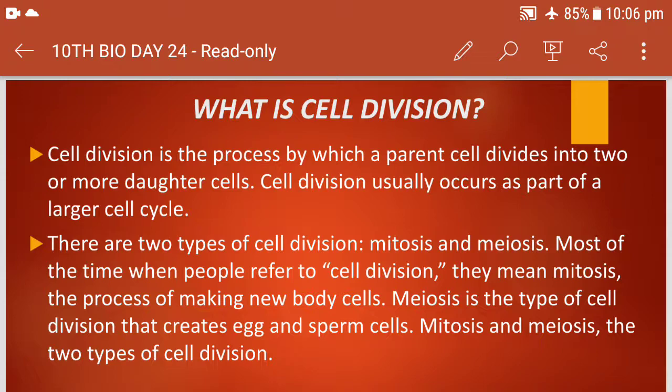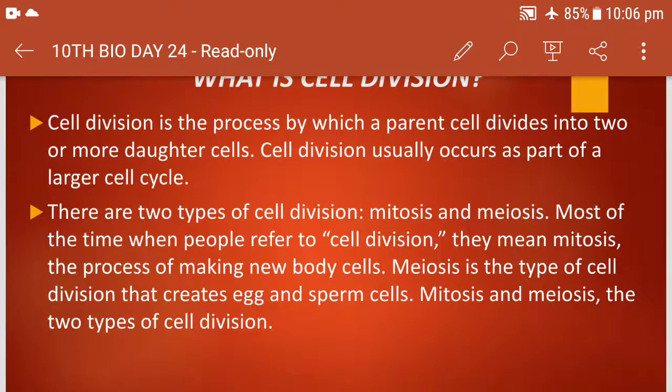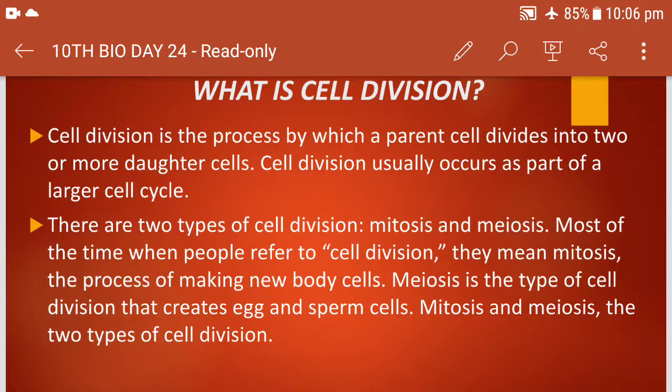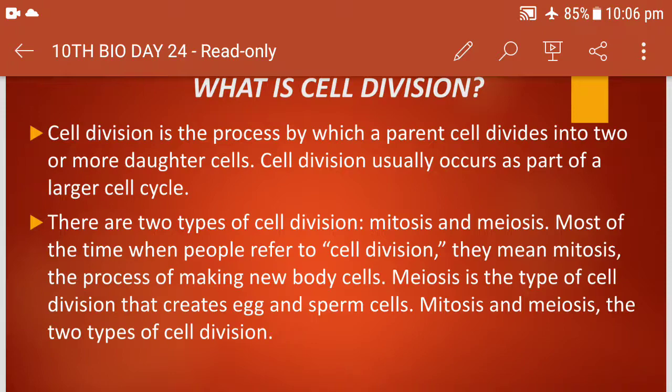Where do we find cell division? What is cell division? Cell division is the process by which a parent cell divides into two or more daughter cells. Cell division usually occurs as a part of the larger cell cycle. There are two types of cell division, mitosis and meiosis.